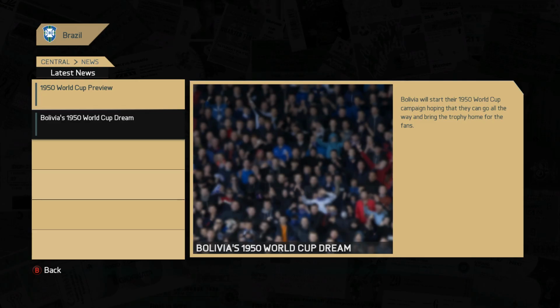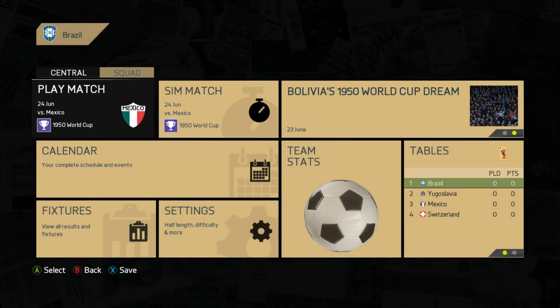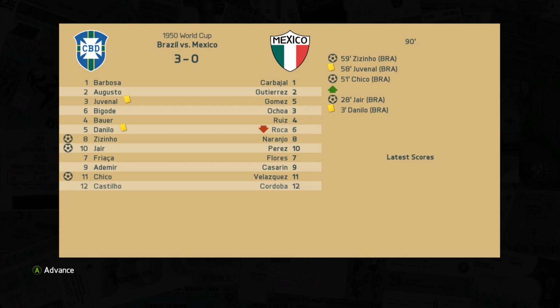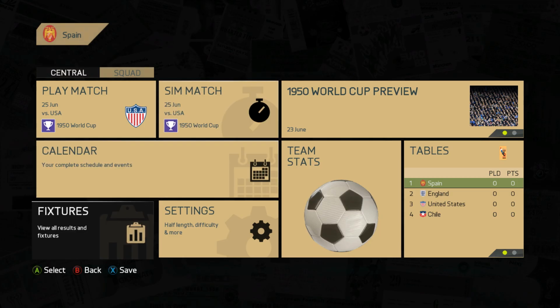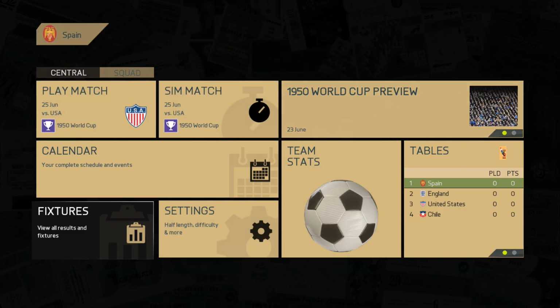Bolivia will start their 1950 World Cup campaign hoping they can go all the way. Let's get it on then. Start simming matches. Brazil-Mexico kicks it off, 24th of June 1950. Three-0 to Brazil. What's the result? So I'm hoping to get all the results going here and actually be able to show the final.